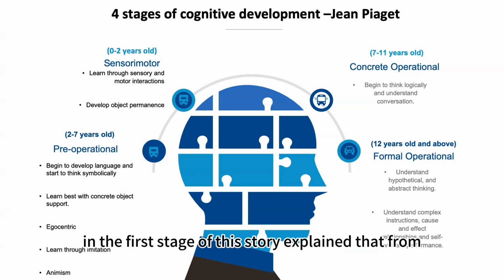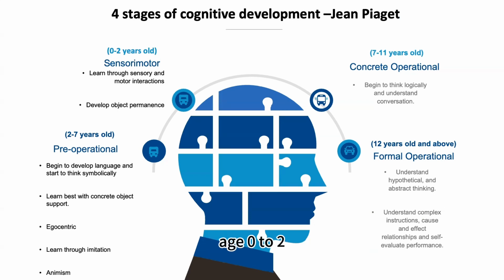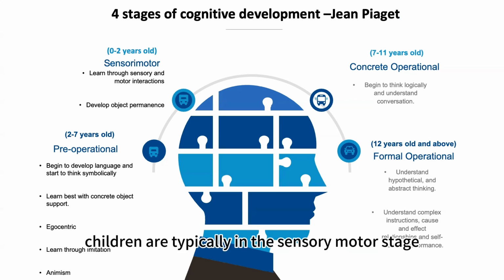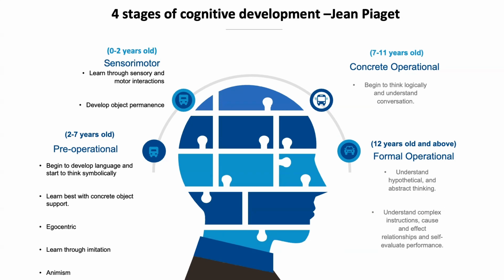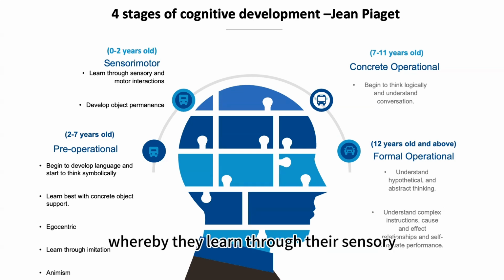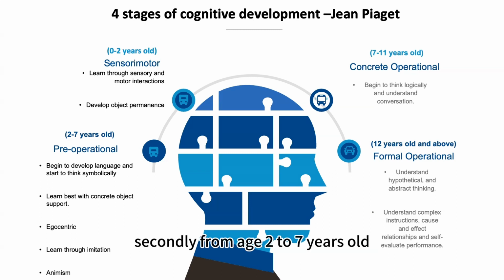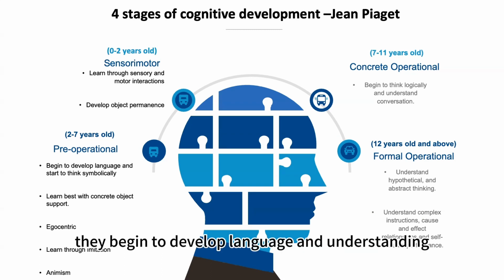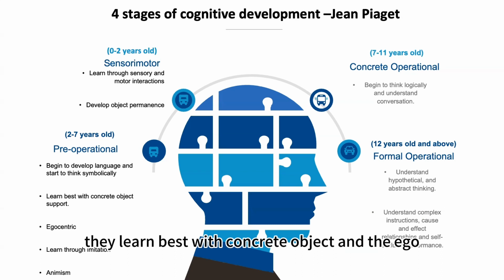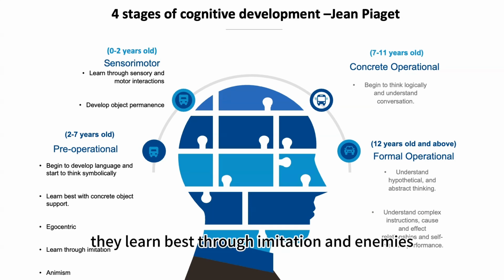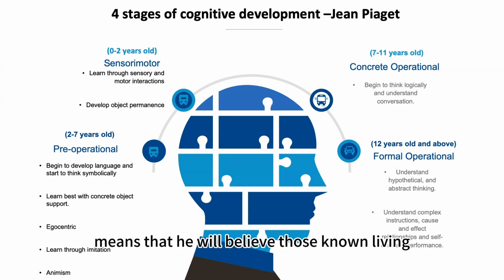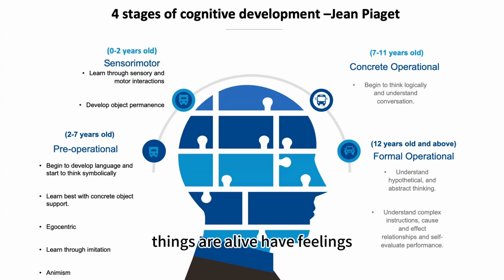In the first stage of this theory, from age 0 to 2, children are typically in the sensory motor stage, whereby they learn through their sensory and motor interaction with their surroundings. Secondly, from age 2 to 7 years old is the pre-operational stage. They begin to develop language and understanding towards the symbolic. They learn best with concrete objects and are egocentric. They learn best through imitation, and they believe non-living things are alive and have feelings, for example, their toys and dolls.